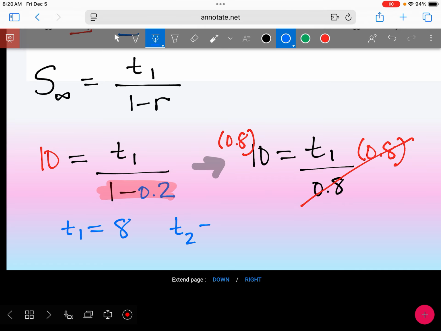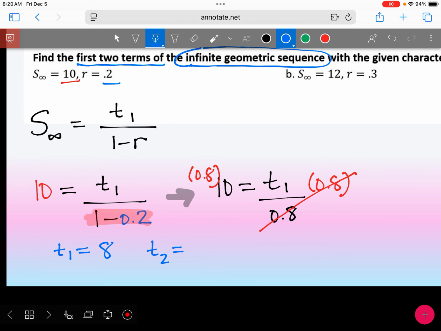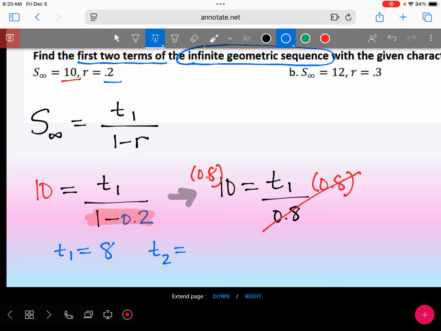How do you find T2? What are we going to do to find T2? Multiply it by what? 0.2. Because remember, our multiplier is 0.2. So in your calculator, take 8 times 0.2. Would you get 1.6? Yeah?